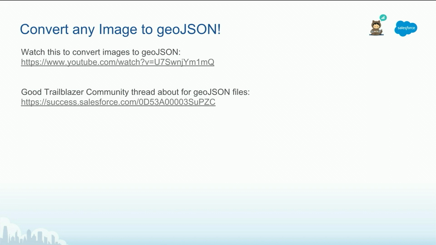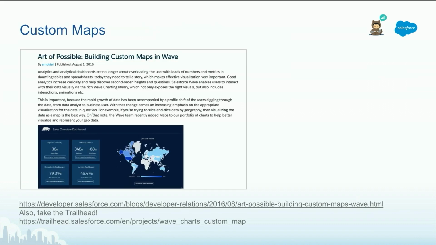Now again, just a reminder, that's a different kind of skill set. It's not necessarily Einstein Analytics, but in my humble opinion, it's well worth it. I would say a couple of days just gets you up and running and understanding how to transfer any picture, like I said, to a GeoJSON file. Also, there's this blog. I encourage you to go and read it. And in the end, I'm going to also give you the link to a Trailhead module.